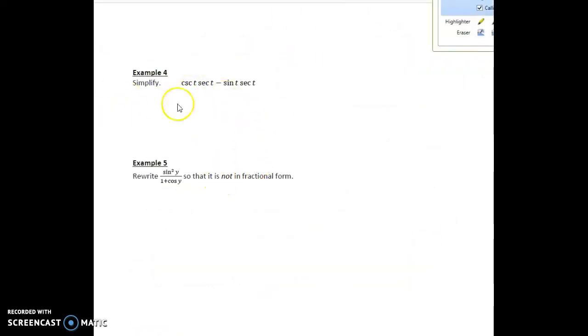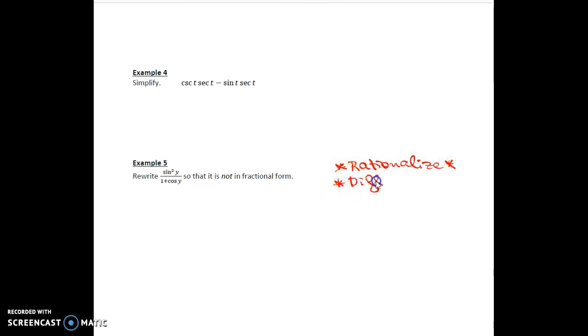Okay, in example 5, we're asked to rewrite this expression so that it is not in fractional form. That means that somehow I am going to try to eliminate this 1 plus cosine of y. So a tip that we can use here is that you can rationalize. Or another tip is that you can use the difference of squares.